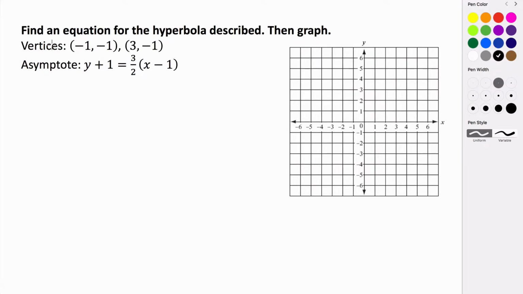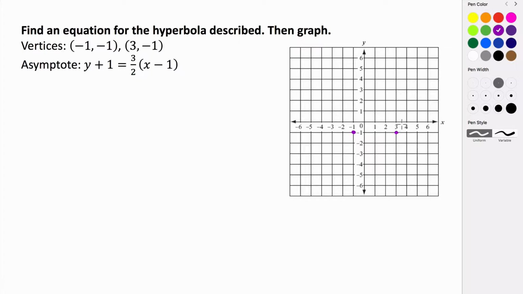In this video, we're given the coordinates of our vertices and actually the equation of one of our asymptotes, and we're asked to find the equation of our hyperbola and graph it. So first, let's plot what we know and go from there. So we have a vertex at (-1, -1), and we also have a vertex at (3, -1).